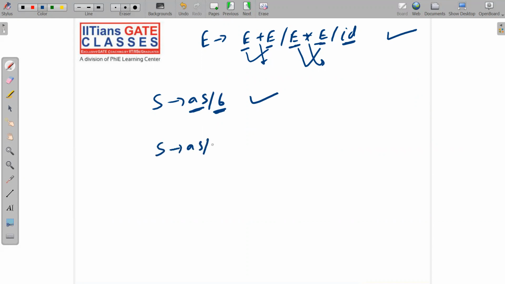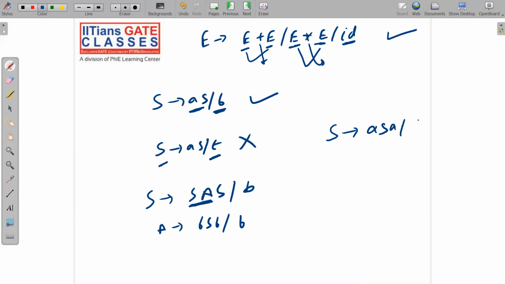No two non-terminals should be present side by side and there should be no null productions. If I say AS or null, no, it is not an operator grammar because we have a null production here. Now if I say S goes to SAS or B, and A goes to BSB or B, is it an operator grammar? No, because we have two non-terminals present side by side. So this is not an operator grammar. Now if I say S goes to ASA or B, yes, this is an operator grammar because no two non-terminals are present side by side. I have given lots and lots of examples. By now you have got clarity about what exactly an operator grammar is.